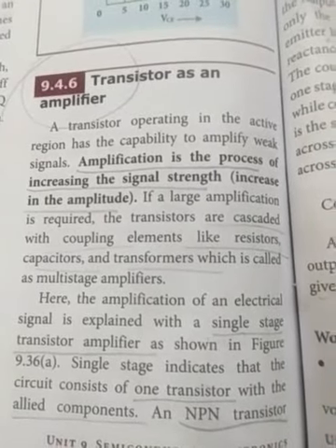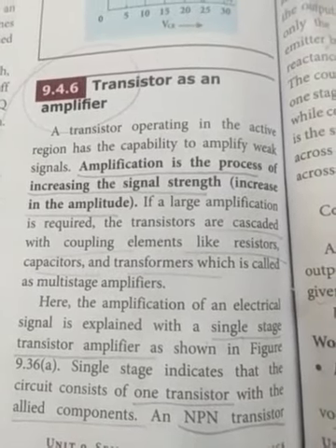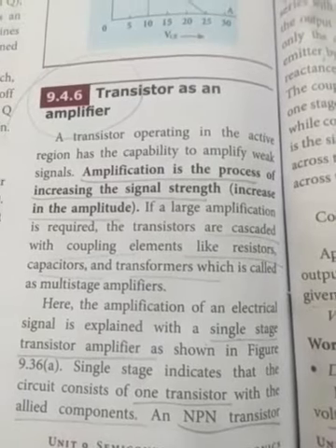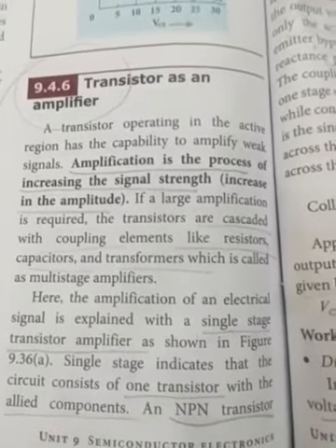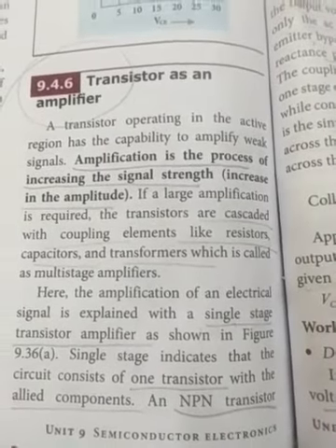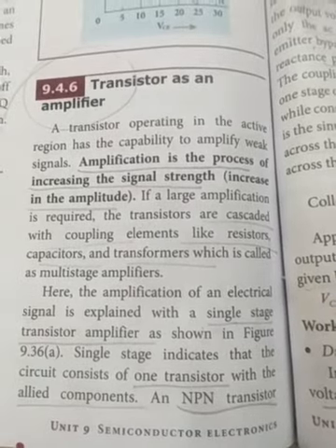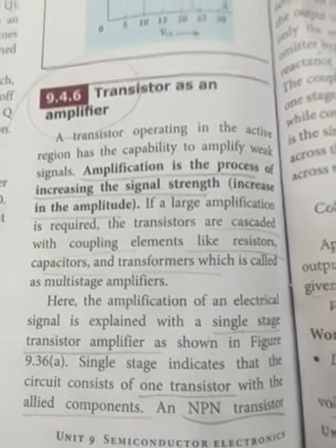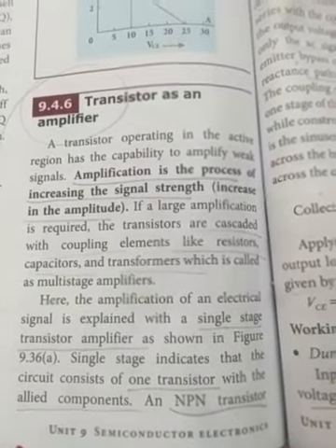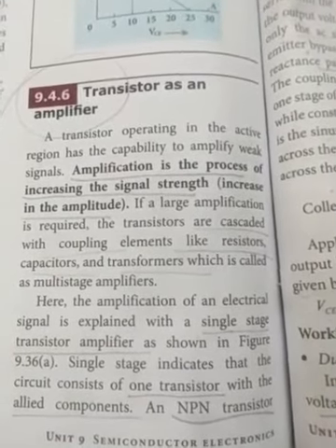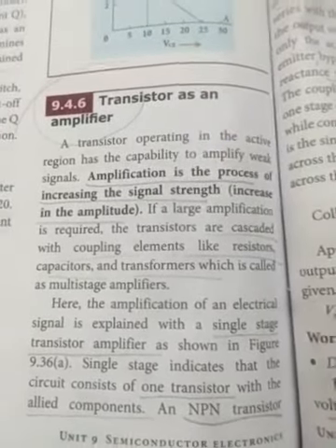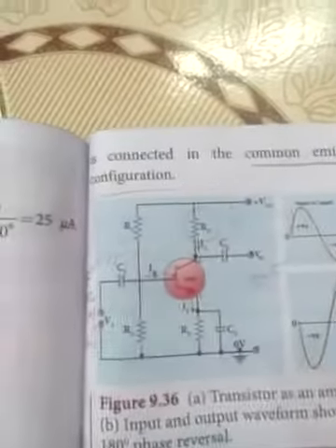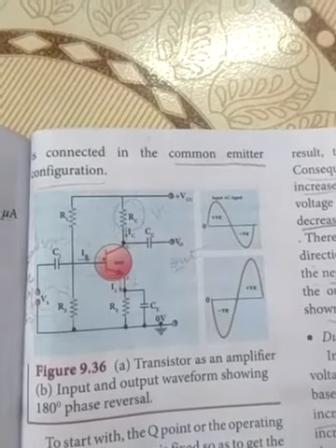Now we explain the electrical signal using a single stage transistor amplifier. Single stage indicates that the circuit consists of one transistor with the allied components. Only one transistor is used, and that transistor is an NPN transistor, connected in the common emitter configuration.